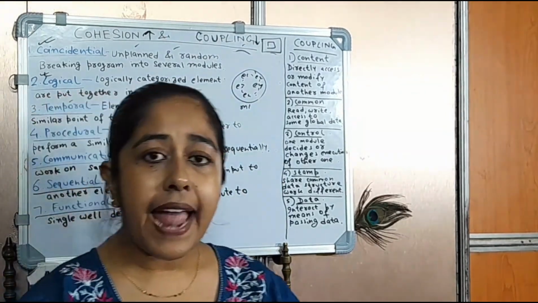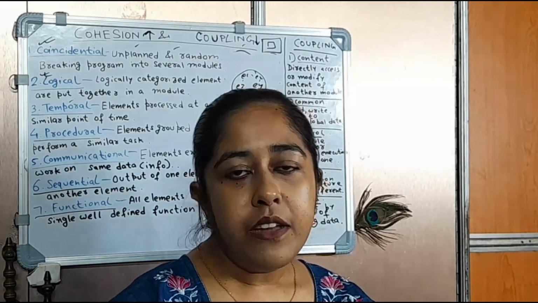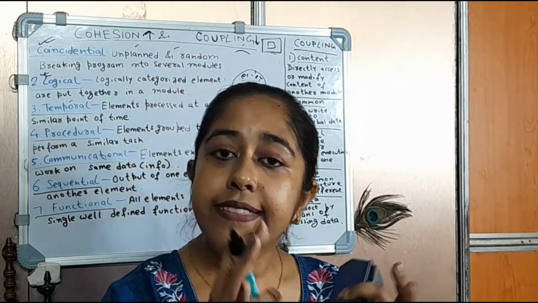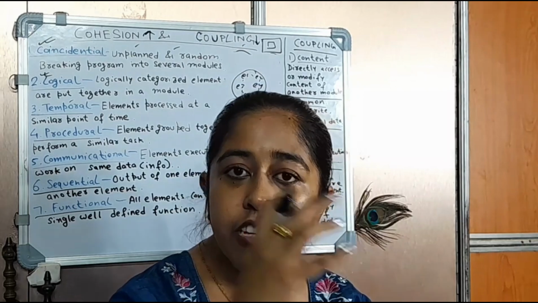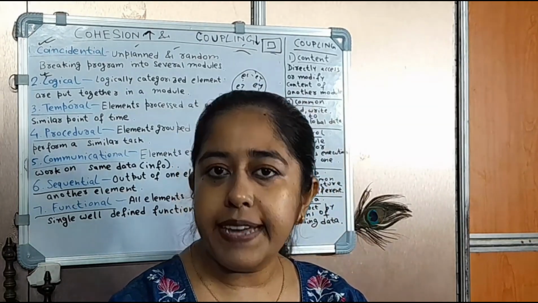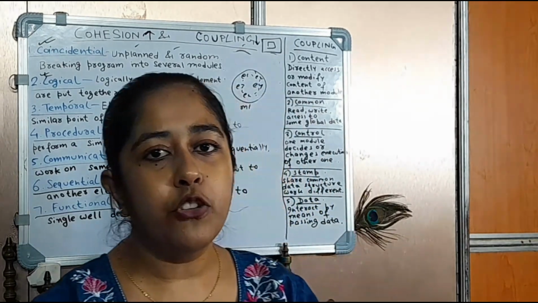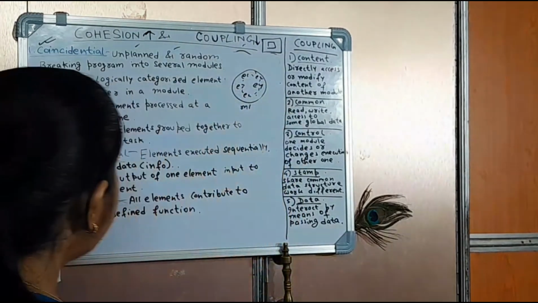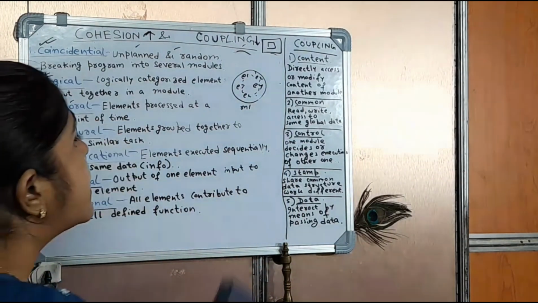That means at the same instant of time. They are all executed at the same instant of time. They are grouped together. That grouping, or the interconnection between those particular elements in a particular module, that is our temporal cohesion.